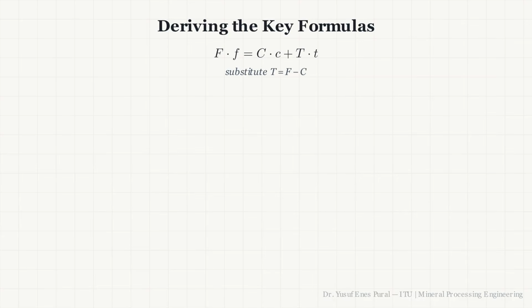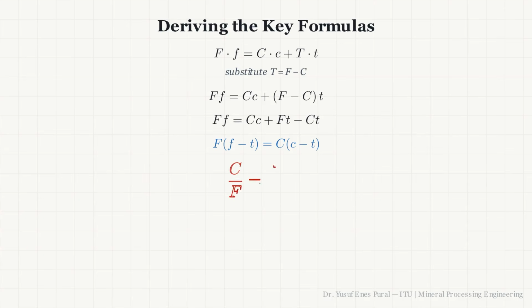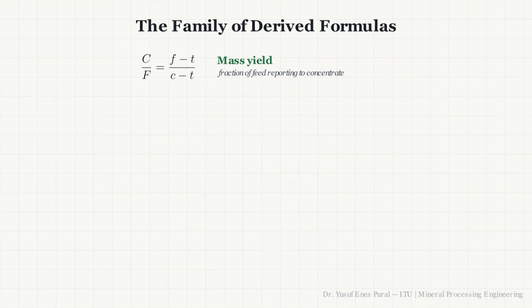We don't always know the tonnages. Often we only have the three grades. So let's get rid of T. Substitute T equals F minus C, expand and group the terms, and we land on the mass yield. C over F equals (f minus t) over (c minus t), the fraction of feed that reports to concentrate. From that one result, a whole family of formulas appears.